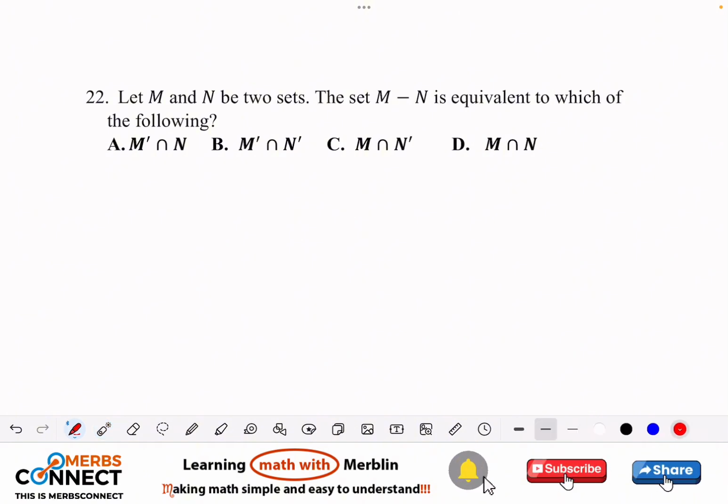22. What is this equivalent to? So we just did it. So M difference N is equal to M intersect N complement. So this one should give us C.